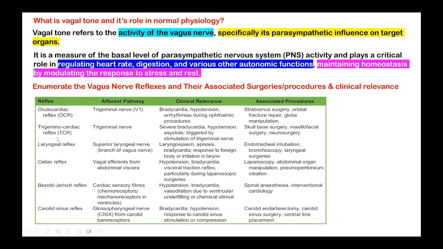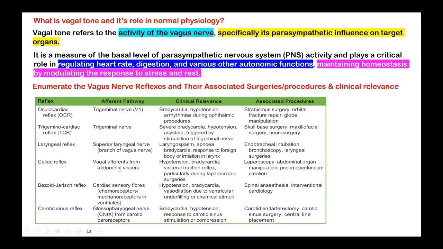Trigeminal-cardiac reflex again involves the trigeminal nerve. Again, the response is the same: severe bradycardia and hypotension. It can happen during skull-base surgery, maxillofacial surgery, or neurosurgery. Then the laryngeal reflex, superior laryngeal nerve, a branch of the vagus nerve, causes laryngospasm, apnea, and bradycardia. It can happen during light-plane endotracheal intubation, bronchoscopy, or laryngeal surgeries.